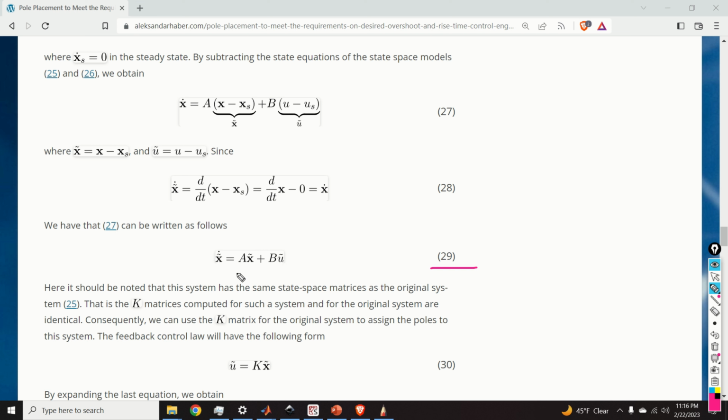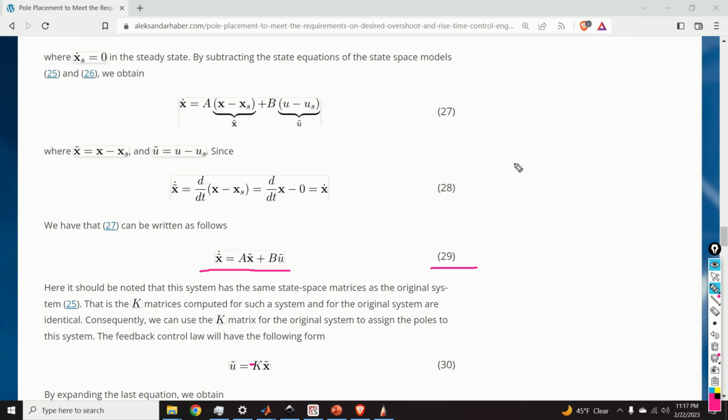Now, it's very important to observe the following. Since A and B are exactly the same and exactly identical to the A and B matrices of our original system, we can see that a feedback control law having this form over here, I'm only missing a minus sign here, and I will correct this in the post, is identical to the control law of our original system.